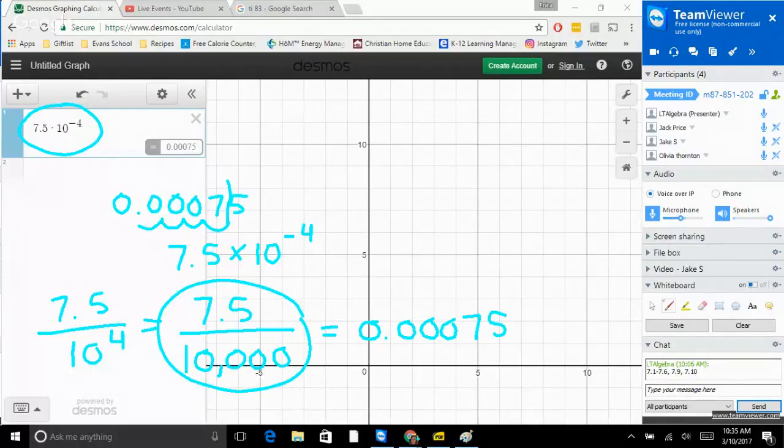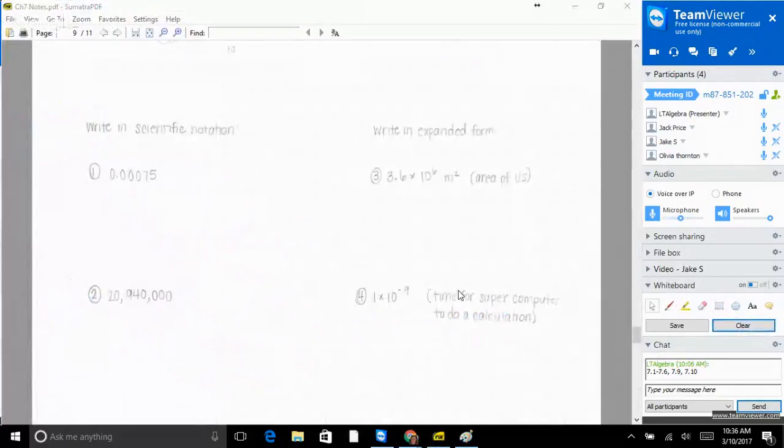So in order to do scientific notation, what you're trying to figure out is where to move the decimal point to and how many places away that is. So let's do some more examples. We'll do this one on the page.